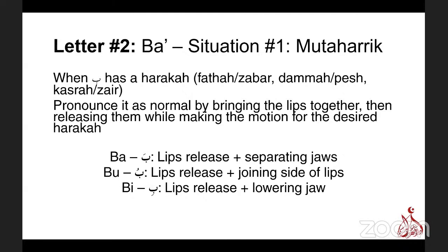But the main thing I want everyone to focus on is that in order to pronounce ba as a mutaharrik, there are two steps involved, or you can say three. But once your lips are together, there are two steps: releasing the lips and then doing the action for the actual harakah. So there are two steps involved in all of them. This becomes very important for the next one.